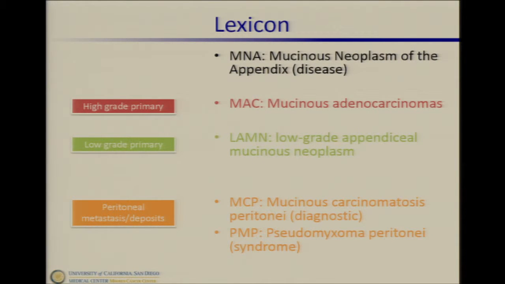But then what we really have access to, especially here at UCSD as a regional reference center, are those lesions after they've been diagnosed as a primary. We get them when they reach the stage of PMP, pseudomyxoma peritonei, which is the syndrome. But in fact, the sample that we get is called mucinous carcinomatosis peritonei, the MCP. And those MCPs could also be low-grade or high-grade. Okay, everybody?